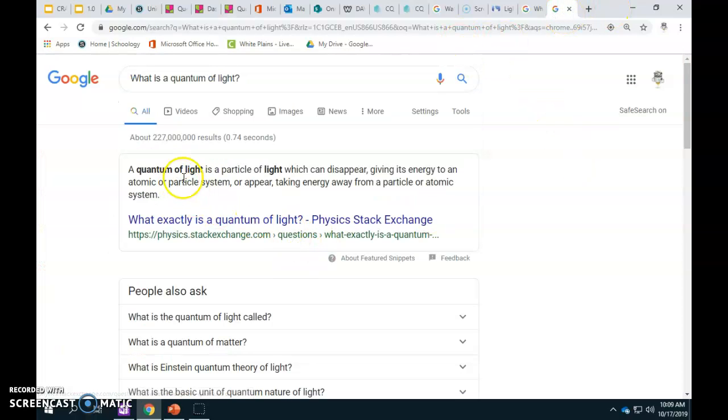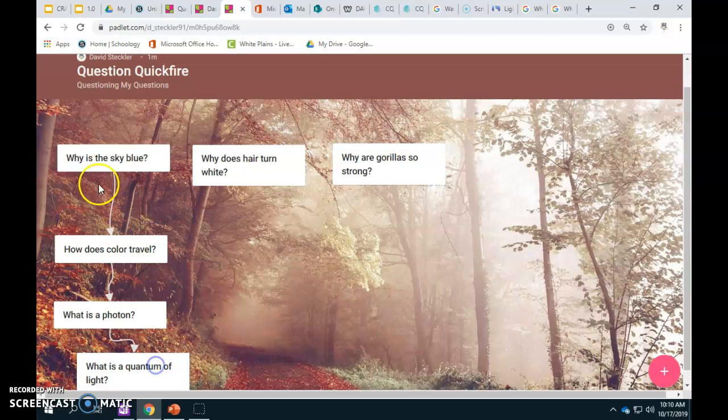And a quantum of light is a particle of light which can disappear, giving its energy to an atomic or particle system. So I'd go and question my question again and look into this, and you're going to go really, really, really deep into these questions. And it's kind of like peeling the layers of an onion, where you start with the outer layer and you go one layer down, one layer down, and one layer down.